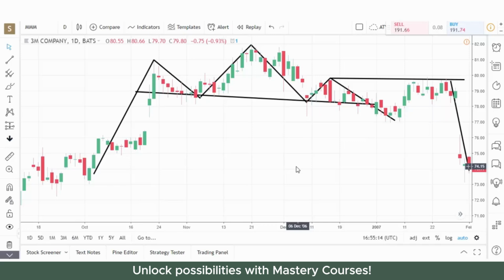A reverse head and shoulders is just the opposite. You'll have a stock in a downtrend.